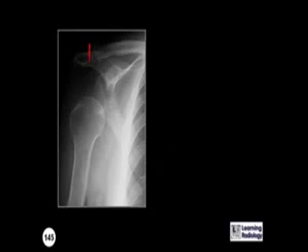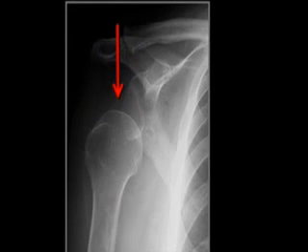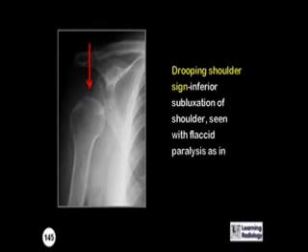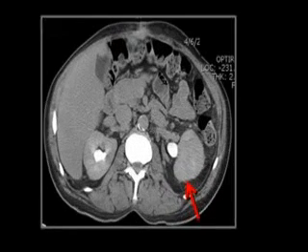What's the name of this sign? This is the drooping shoulder sign, from inferior subluxation of the shoulder, seen most often in flaccid paralysis, as would occur with a stroke.